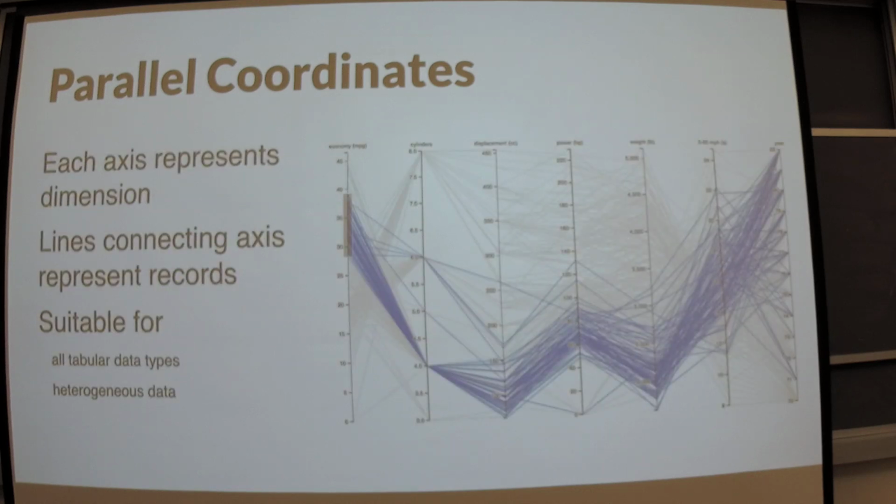And so here's a more complicated example. Each axis represents a dimension. The lines connecting the axes represent the records. And what's great about this is that it's suitable for all Tableau data types, including categorical data. It also works with heterogeneous data, right? This is basically a line chart where I've added axes so that I can plot data of different dimensions on it.